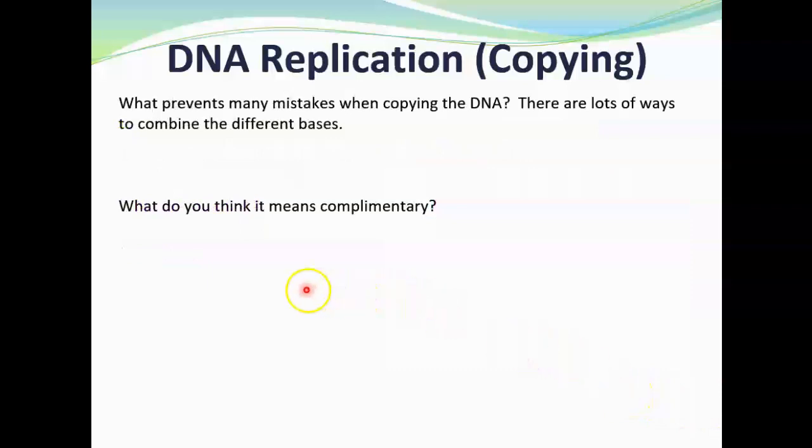So what prevents many mistakes when copying the DNA? There's a lot of ways that we can combine different bases, and we know that amino acids have a specific sequence to make a specific protein. So we have to get from a specific sequence of DNA to a specific sequence of RNA to a specific sequence of amino acids to make the protein. Well, there's a lot of possibility for errors in that way. So think about what prevents most of the errors that we would see from happening.